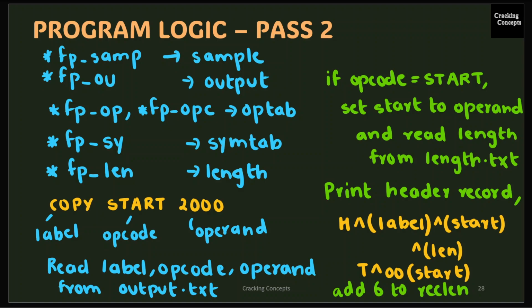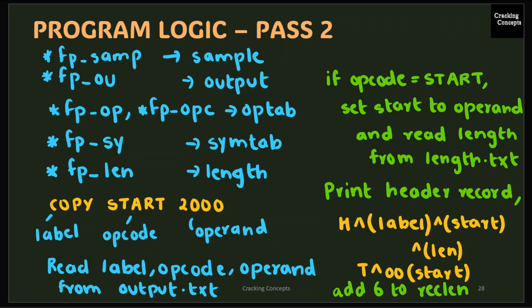That is the operand address, the starting address is taken and written into the file. Then we'll check if it is start, then we'll set start to this operand address and we'll read the length from the length file. Then the header record is written where the H is followed by the label here, that is the name of the control section, which is copy, following the starting address and the length of the program. Then we start writing the text record, which begins with the starting address.